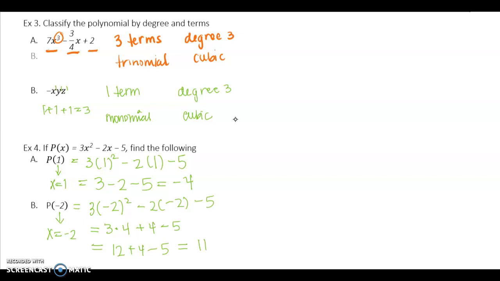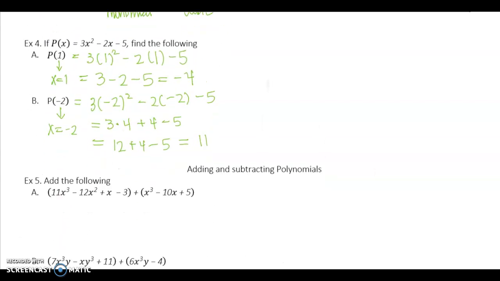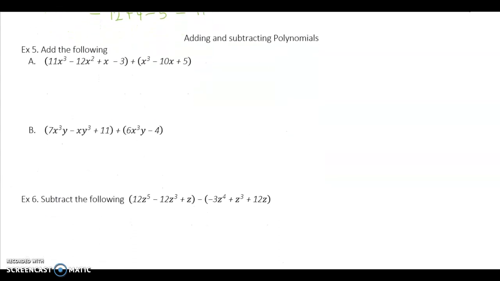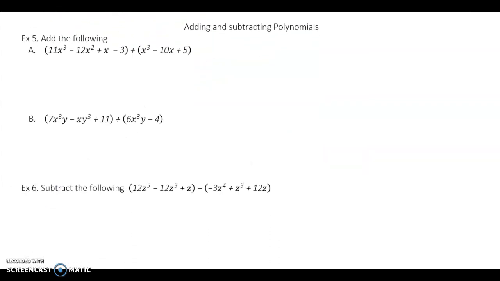All right, the last thing we're going to do is add and subtract polynomials. So when you add and subtract polynomials, the only thing you have to be careful to do is add like terms. So I'm going to start off with this first one. I have an 11x cubed, and I have to look for any other cubics. Here's another cubic. So I'm going to add those up, and I get 12x to the third, and then I'm going to move to the next one.